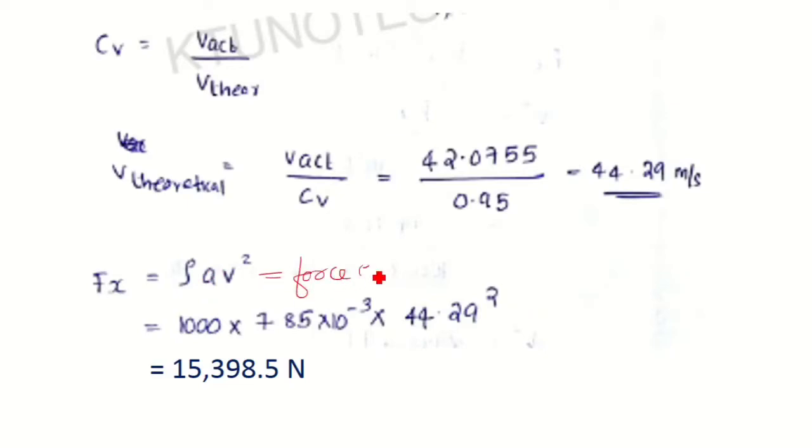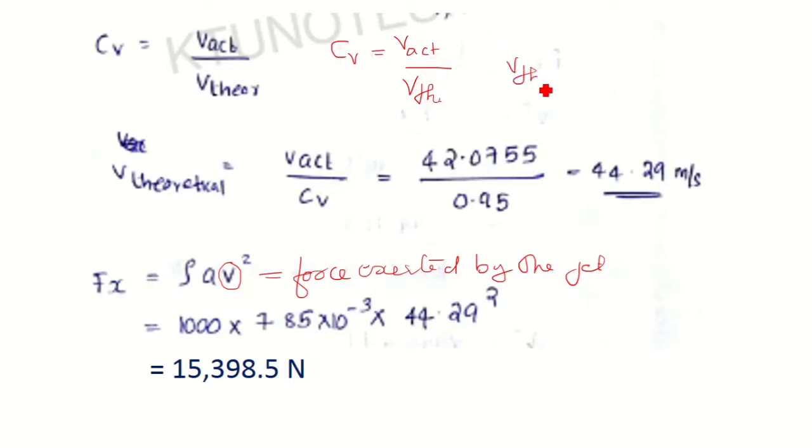Force exerted by the jet on the plate. So in order to find the force exerted by the jet, we need to find the velocity v, which is a theoretical value. So how will you find the theoretical velocity? From this equation, CV is equal to V actual divided by V theoretical. So from this equation, we will obtain the theoretical velocity value. V theoretical is equal to V actual divided by CV.